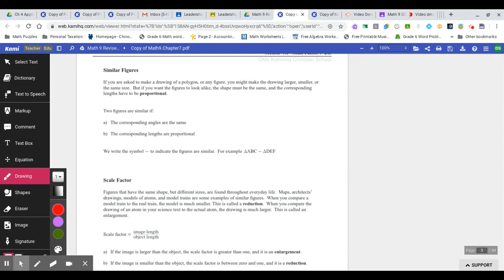If you were asked to make a drawing of a polygon or any figure, you might make the drawing larger, smaller, or the same size. But if you want the figures to actually look alike, the shape must be the same, and the corresponding lengths have to be proportional. So you can imagine that just when you expand something and blow it up. Our cameras now have the ability to distort pictures, not just enlarge them, which creates some crazy looking things.